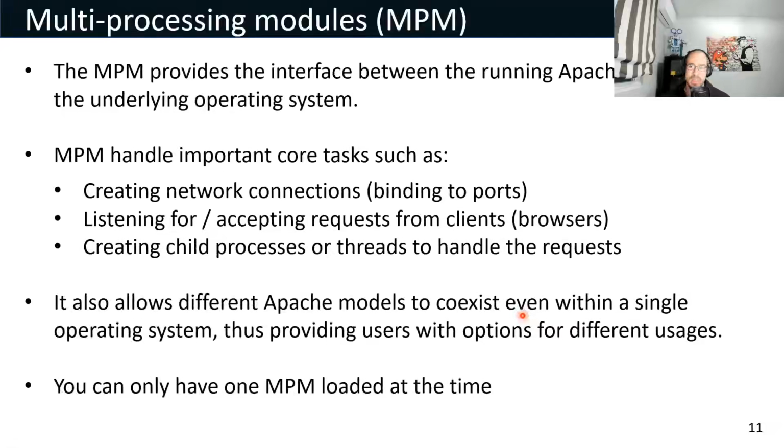And a very important type of module are the MPM modules, or the multiprocessing modules. These provide an interface between the Apache server and the operating system syscalls. Among the tasks that the MPM handles, we can find, for example, creating the network connections, listening for requests and accepting requests from the client. And MPM can also handle the creation of processes and threads. And it's important to note that only one MPM can be loaded at a time.